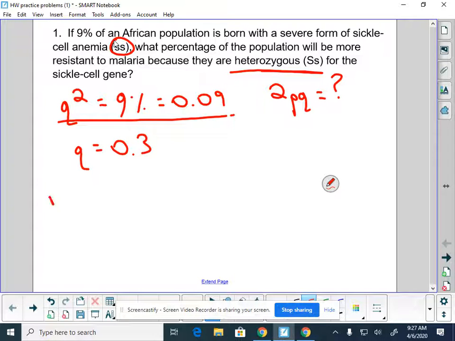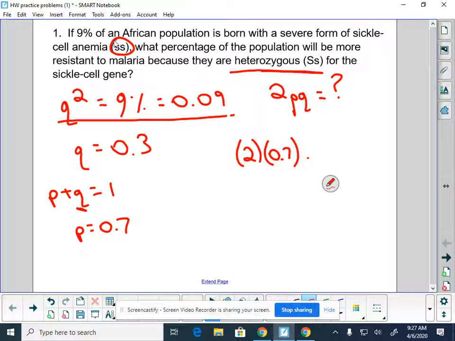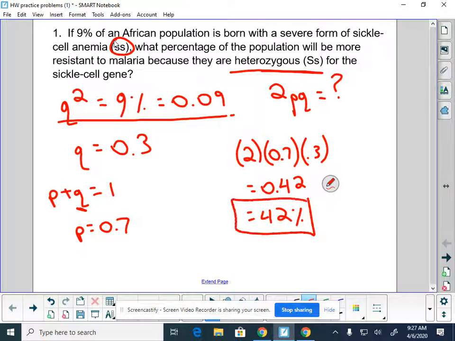Once we know Q, we can use the formula P plus Q equals 1. If Q is 0.3, hopefully you can do this in your head, that tells us P must be 0.7. Once we know P and Q, we can solve for 2PQ: 2 times 0.7 times 0.3, run that through your calculator, or even do it in your head, 0.42. It asks for it as a percentage, so 42% is the correct answer for question number 1.